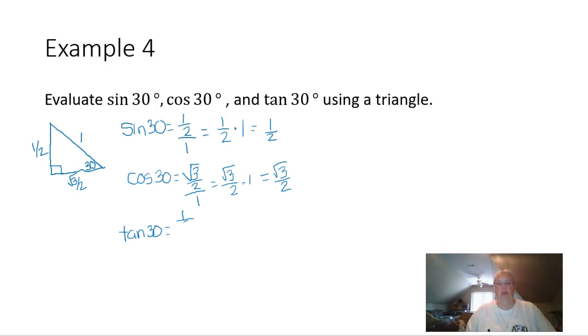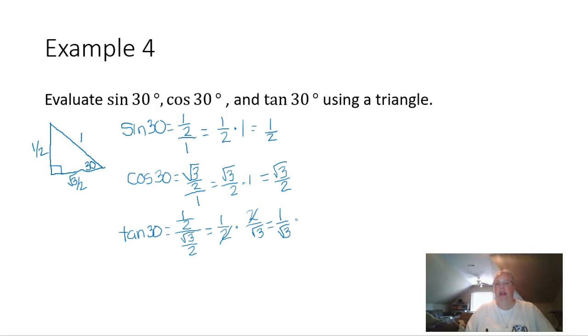The opposite side is 1/2. The adjacent side is square root of 3 over 2. This turns into 1/2 times 2 over the square root of 3. And our 2's are going to cancel out. This is going to leave me with 1 over the square root of 3.